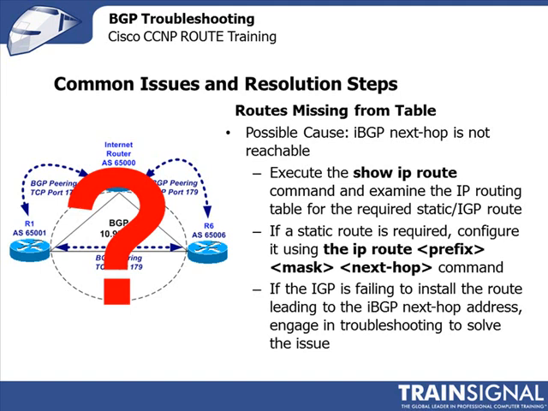If there's some reason the IGP is failing to install the route leading to the next hop address, you may have a whole other set of issues just related to the IGP. And in that instance, you have to make sure you're looking at BGP as one sort of troubleshooting domain and the IGP as another. They depend on each other, but they can have different issues.